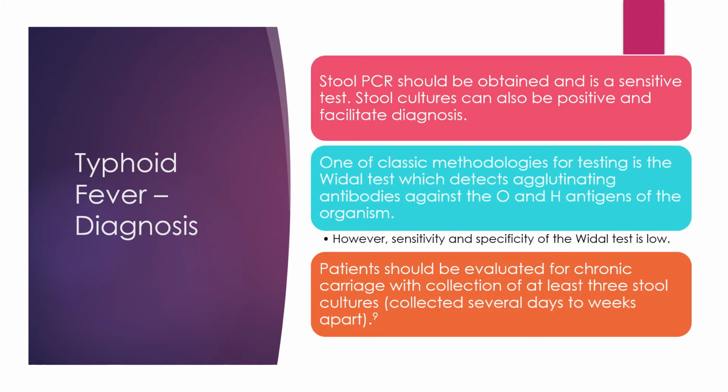One of the more useful tests that we have recently is PCR from the stool, and this can be very sensitive. Stool culture can clearly also be obtained and is helpful if you don't isolate the organism from blood, as you can perform susceptibility testing on a stool specimen. And classically, a Widal test was used, which detects agglutinating antibodies against the O and H antigens. But the sensitivity and specificity is low, so at least in the United States, it's not commonly utilized anymore.